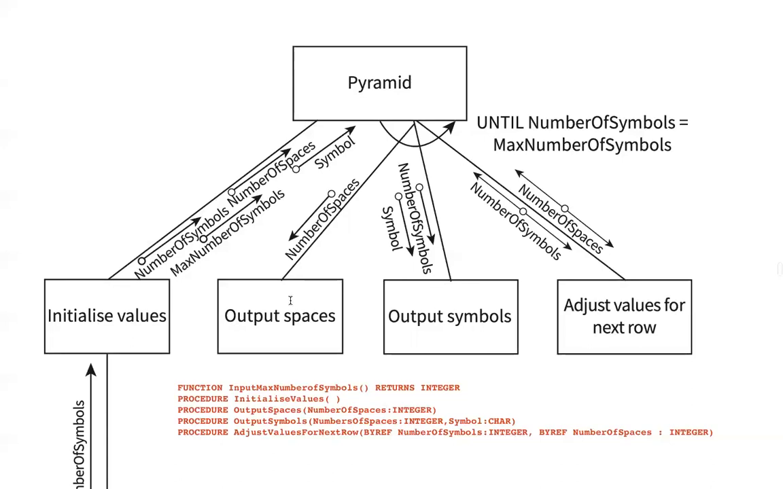These subroutines are being repeated inside a loop. So basically this represents a loop right here. If, say, for example, output spaces, output symbols, and adjust values for next row are part of a loop, they will be executed in this exact same order. This is the condition that will determine how many times this loop will run.